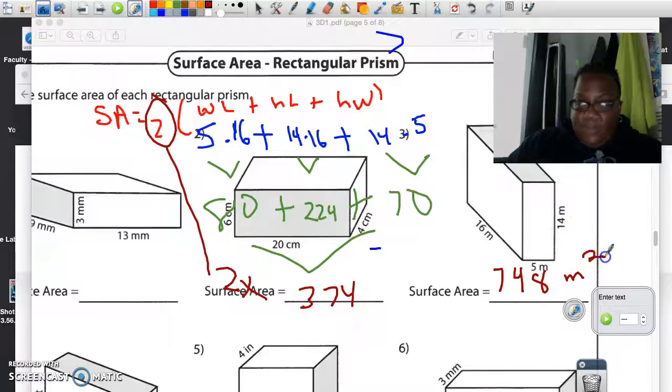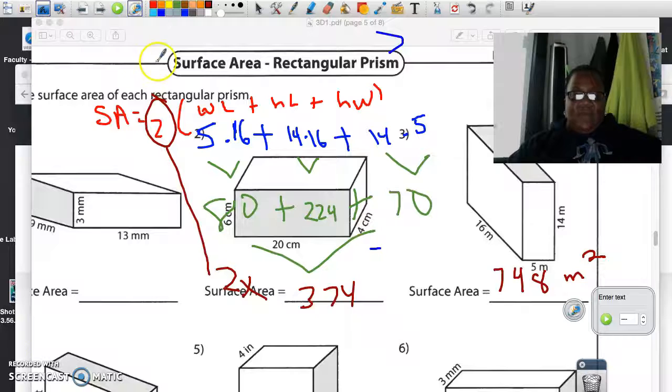Don't forget to cube it. Excuse me, square it, not cubed. Millimeters squared. We have to do this, right? Okay, so I'm going to do that. Let me pause that for a second. All right, be back in a second.